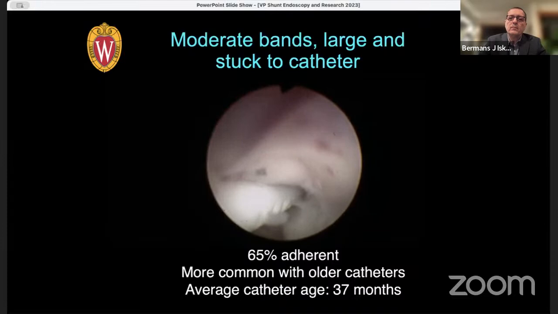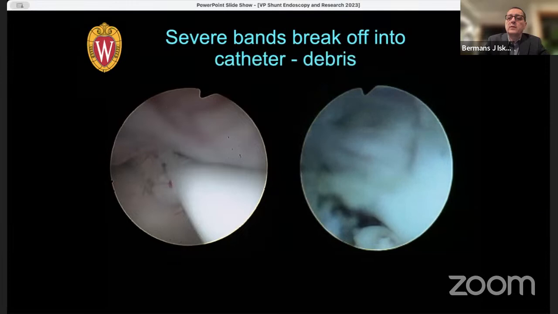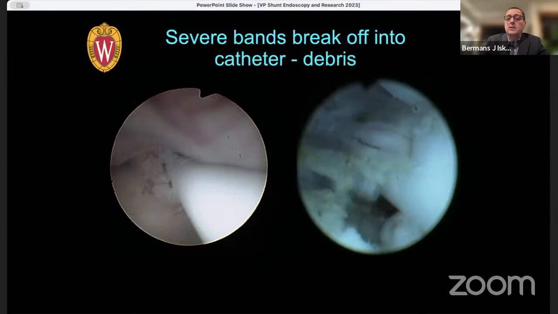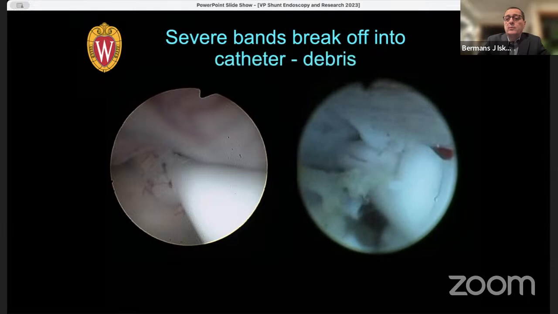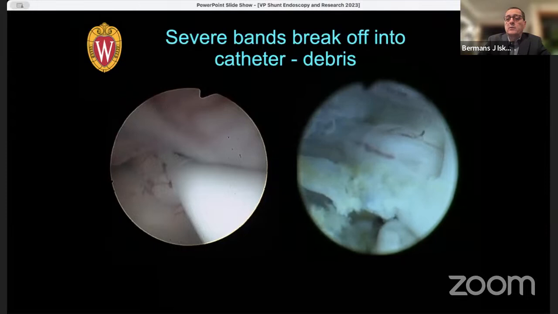And if we wait even longer, they can get very severe and they can grow into the shunt catheter. And the only way to get rid of them is by breaking them off, in this case, with endoscopic cautery. You can imagine that if you try to pull a catheter like this without trying to get rid of these bands, you can cause hemorrhage and you can cause more damage within the brain.